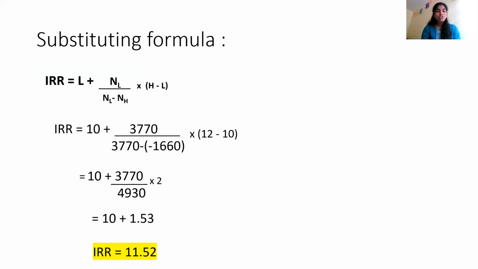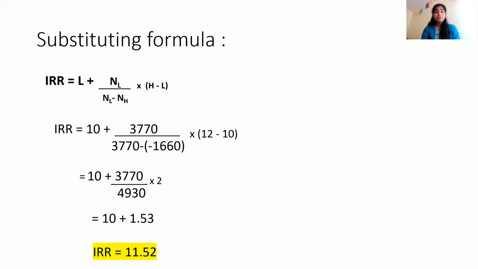It's 2. Then when you divide it and multiply by 2, you'll be getting 1.53. So finally, you will add 10 plus 1.53. Therefore, we have arrived at a solution. IRR is equal to 11.53.